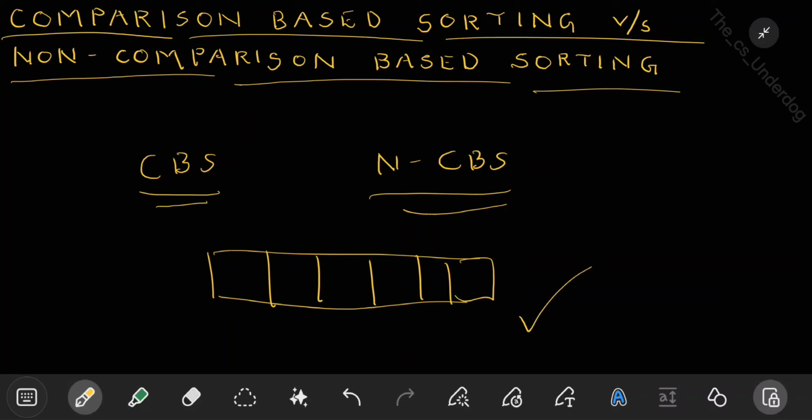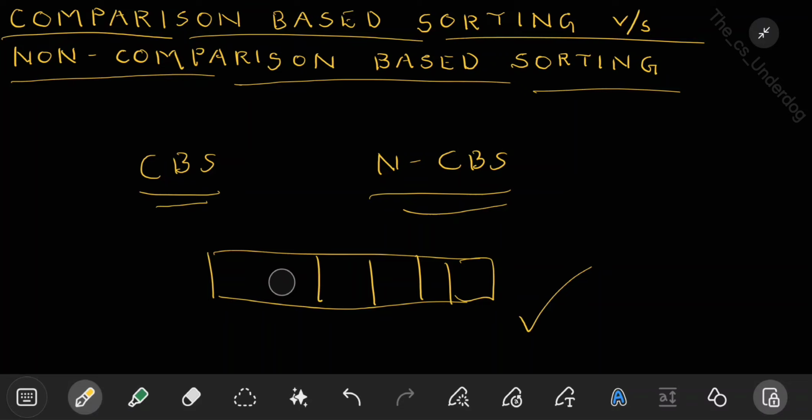So, whenever we talk about any sorting algorithm, the first thing that comes to our mind is we'll have to compare different elements in order to understand which element is smaller and which element is larger so that we can identify the relative position of those elements. So, this is what generally comes to our mind whenever we think about sorting.